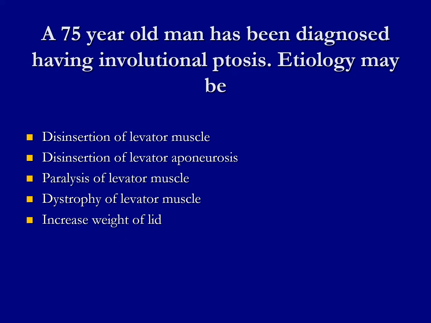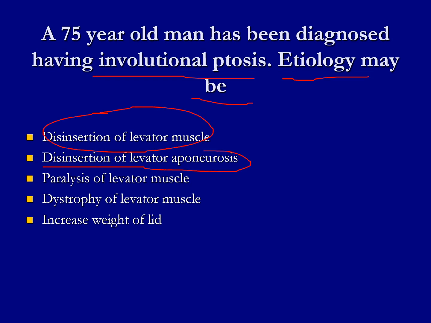A 75-year-old man has been diagnosed as having involutional ptosis, so the diagnosis is there. Etiology may be. Now remember from the first slide, the etiology of involutional ptosis is either disinsertion of the levator aponeurosis or weakness of the levator muscle. It is not disinsertion of the levator muscle, it is disinsertion of the levator aponeurosis.